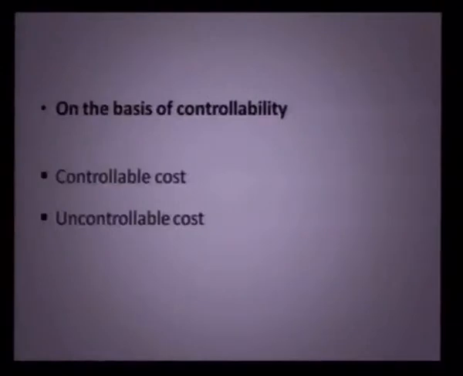Then you can divide costs on the basis of controllability. There are some costs which you can control. You can control by adopting more scientific methods. You can control costs by reducing wastage. With more precision, you can reduce the cost. Sometimes you can control the cost.